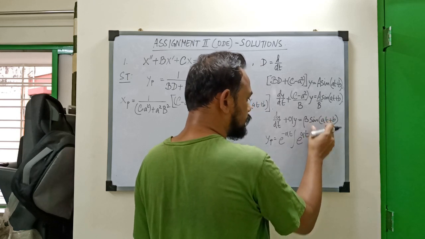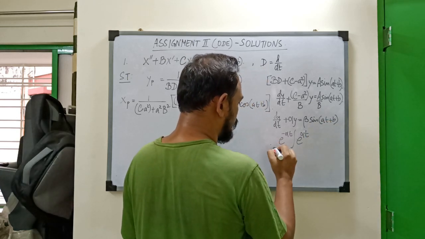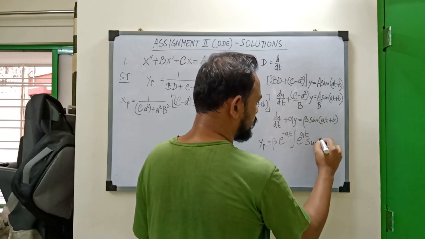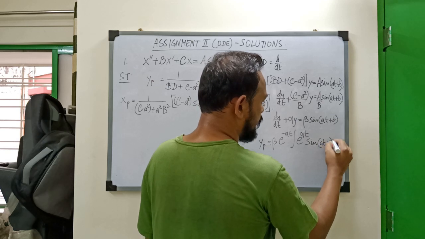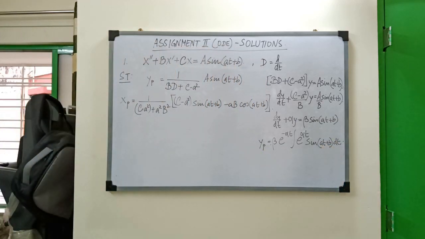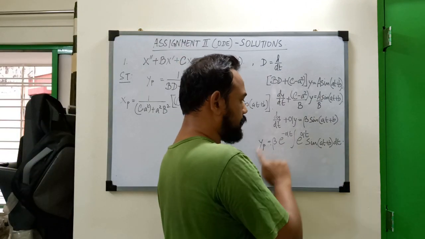Then there's going to be this function here, beta. I'm going to write beta outside because that's a constant. So here's what you have. You're going to have sine at plus b dt. That's all. Well, the general solution will have some constant times e to the power minus alpha t here, but we're not concerned with that.